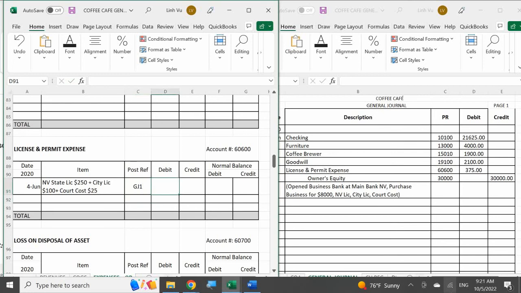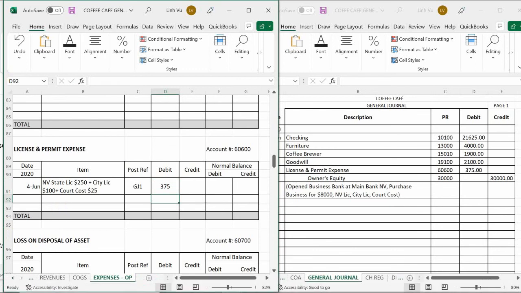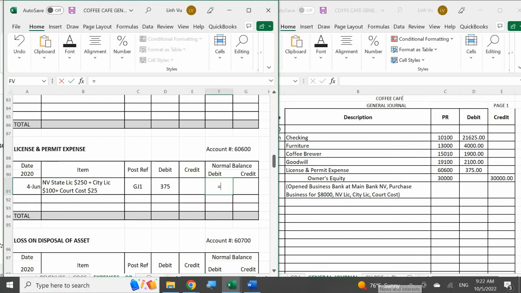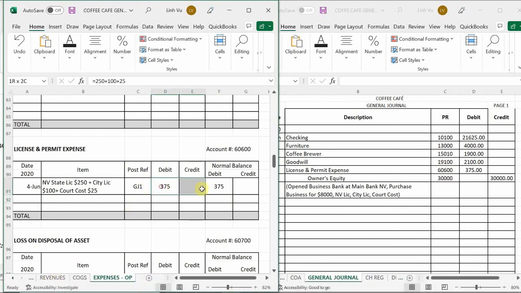Now, with Excel, again, you can double check your numbers by adding them up. So again, we can put the formula directly into the cell, saying what's 250 plus 100 plus 25, and that will give you your exact number of 375. So again, this is to double confirm that your calculation for your business permit license is correct for $375.